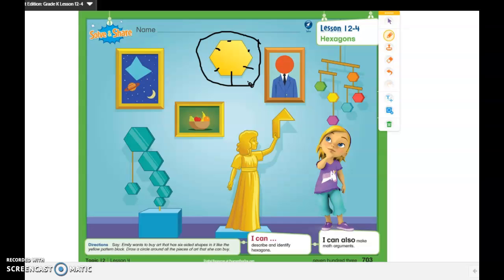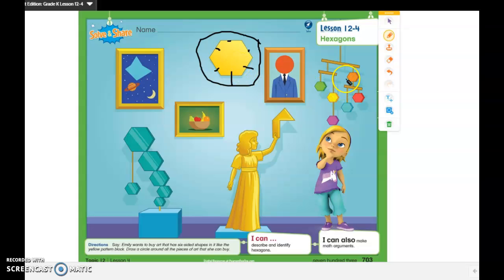And not every hexagon is going to look like that yellow one. There are so many hexagons on this page. I want you to see how many you can count right now. I'm going to see what I can count. I'm counting too. I think I count around 15.